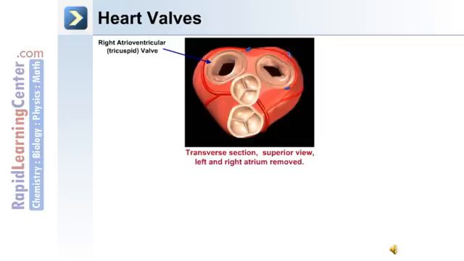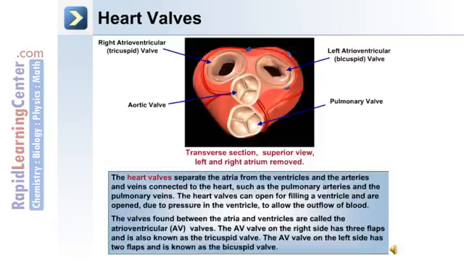The heart valves. The heart valves on the right side are the atrioventricular valve or tricuspid valve. The atrioventricular valve on the left side is a bicuspid valve. The two semilunar valves of the heart are the aortic valve, which separates the heart from the arch of the aorta, and the pulmonary valve, which separates the heart from the pulmonary trunk.